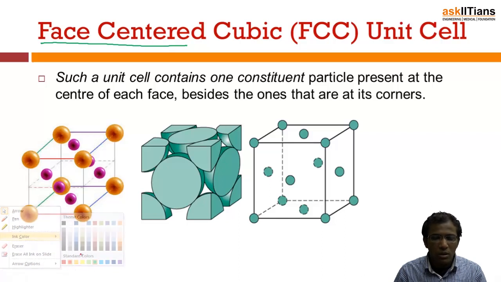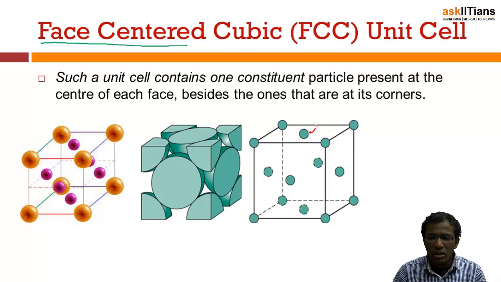You can see here, this is one face, this is one particle, and the exactly opposite face is this one, and this is one more particle, and this is one, this is one, and this is one. So in total we have 6 particles that are present at the center of the 6 faces, and additionally we have particles at the corners.